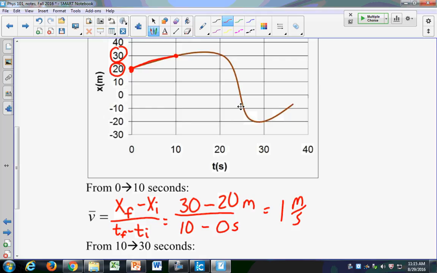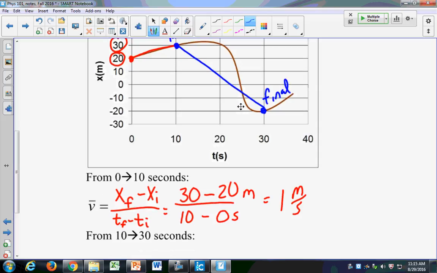But if I say go from 10 to 30 seconds, I'm going to get an entirely different average velocity. Because you see, as this object, which is described by this graph, moves through space, it changes the slope of this graph. That means it's changing its velocity. It's changing the speed at which it's traveling. So if I go from, say, 10 to 30 seconds, this now is going to become my initial position, and this is going to become my final position. So my answer is going to be the slope of this line. And that bears itself out in the equation. But the answer will be the slope of this line.